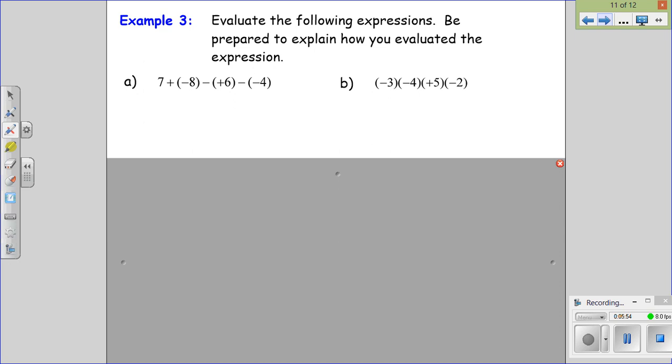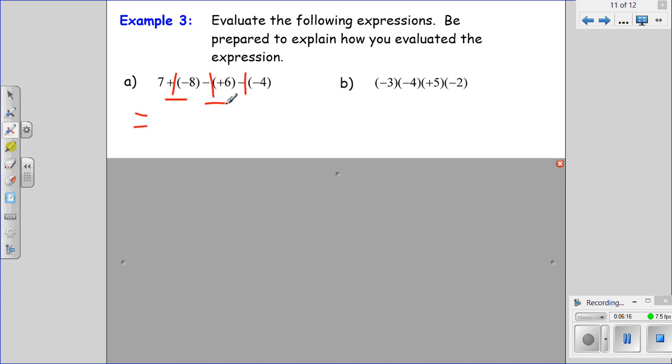I'm going to do a couple that have a little bit more work in them. Evaluate the following expressions. Be prepared to explain how you evaluated them. Part A, 7 plus -8, subtract, bracket +6, subtract, bracket -4. I'm going to put a few ones in there just to remember that that means 1 times.